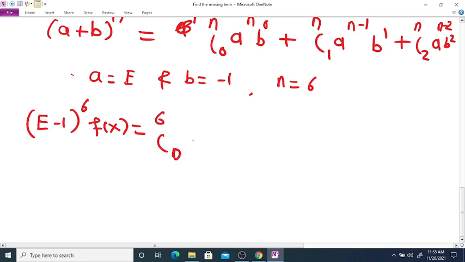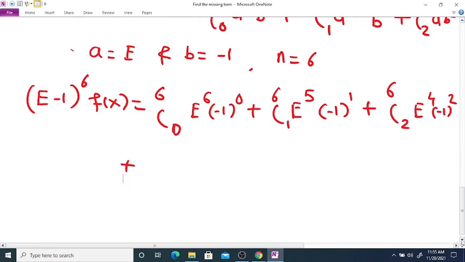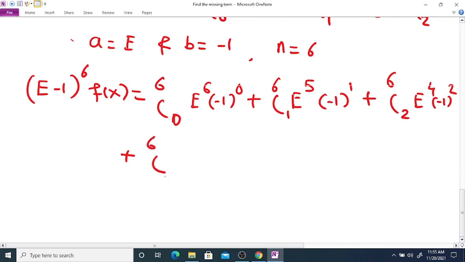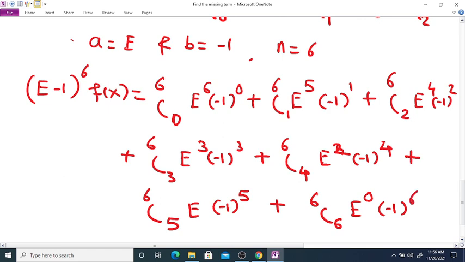6C0 e^6 (−1)^0 + 6C1 e^5 (−1)^1 + 6C2 e^4 (−1)^2 + 6C3 e^3 (−1)^3 + 6C4 e^2 (−1)^4 — we want to decrease the power of e — + 6C5 e (−1)^5, and last 6C6 e^0 (−1)^6.